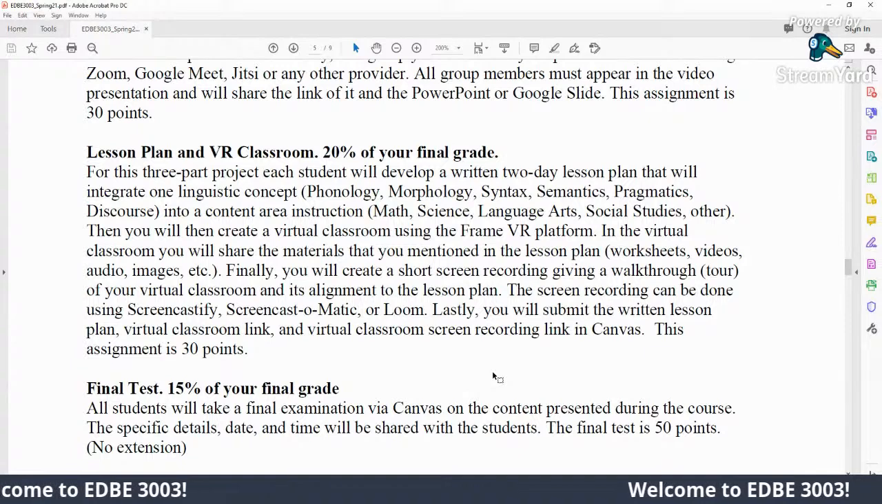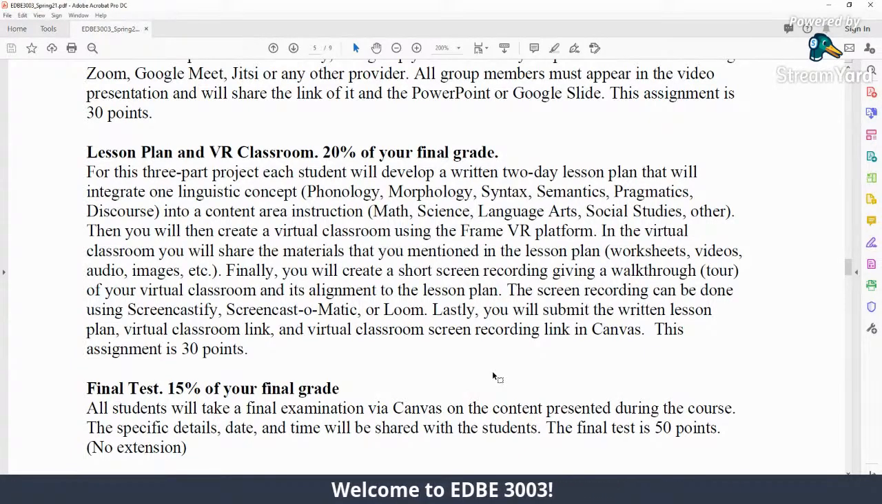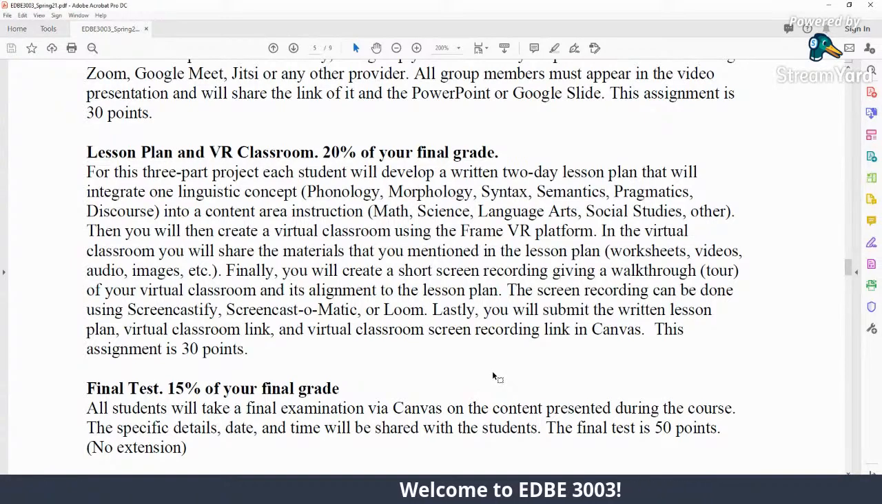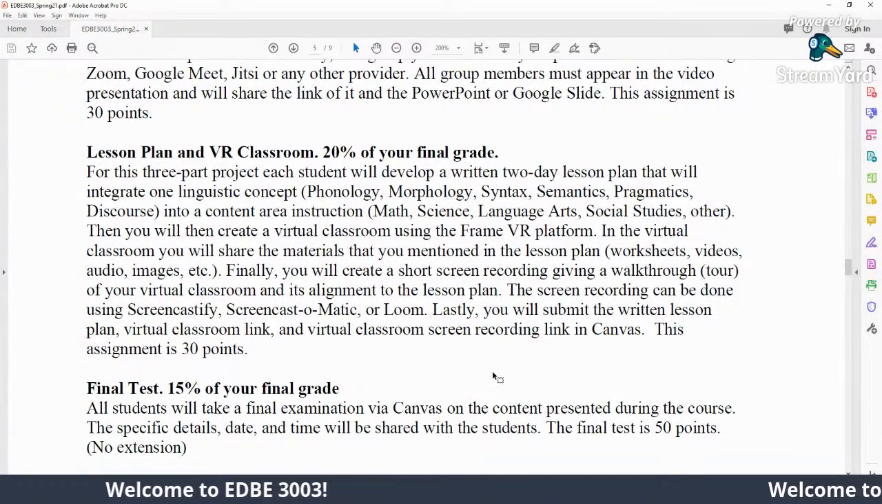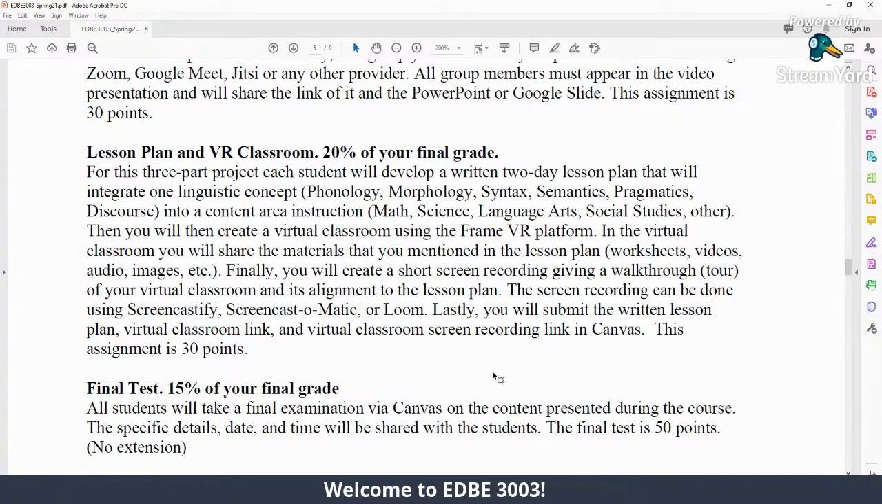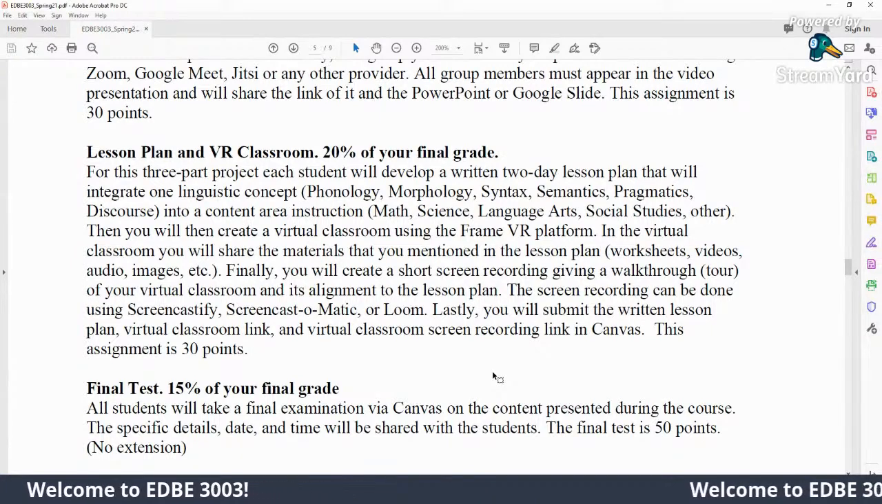In the virtual classroom, you will share the materials that you mentioned in the lesson plan, like worksheets, videos, audio, images, etc. Finally, you will create a short screen recording giving a walkthrough or tour of your virtual classroom and its alignment to the lesson plan. The screen recording can be done using Screencastify, Screencast-O-Matic, or Loom. Lastly, you will submit the written lesson plan, virtual classroom link, and virtual classroom screen recording link in Canvas. This assignment is 30 points.